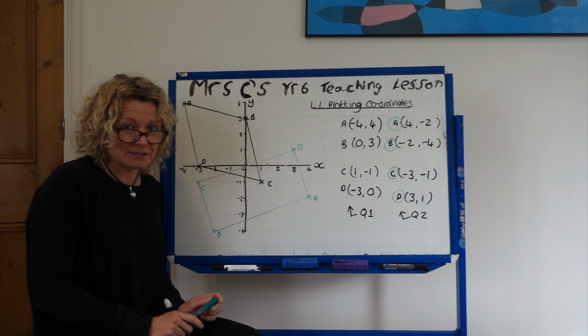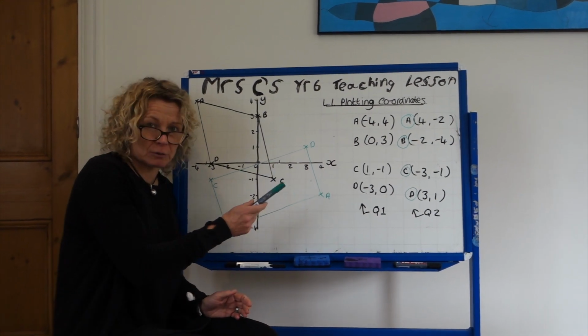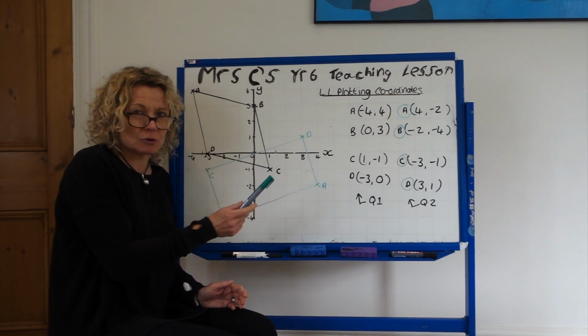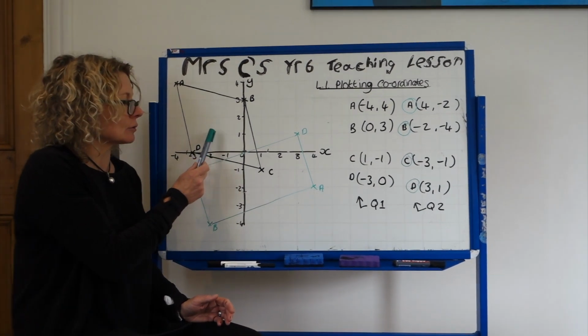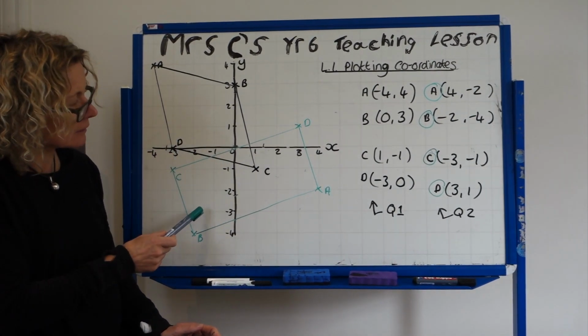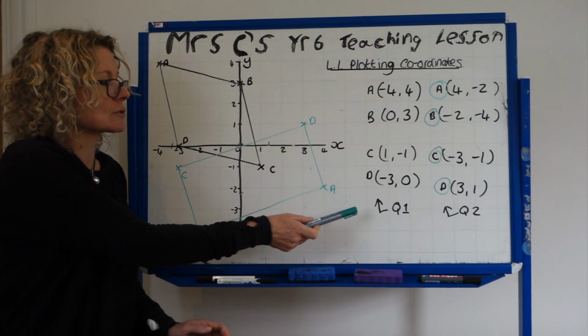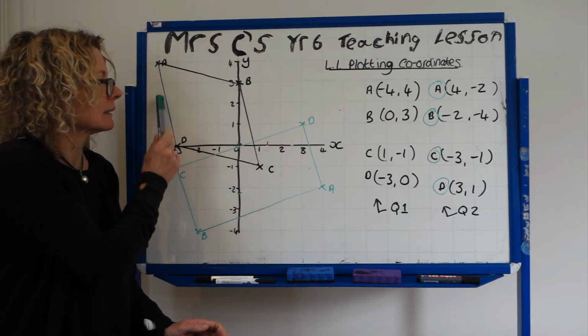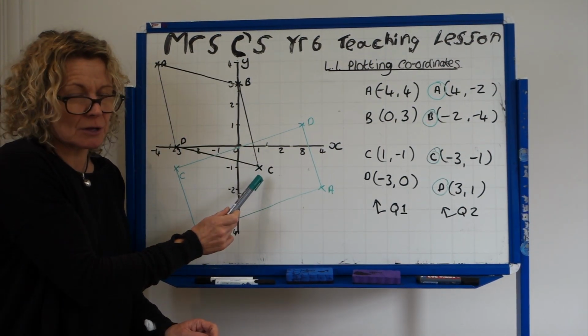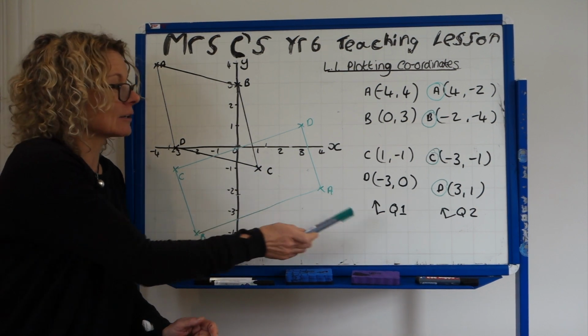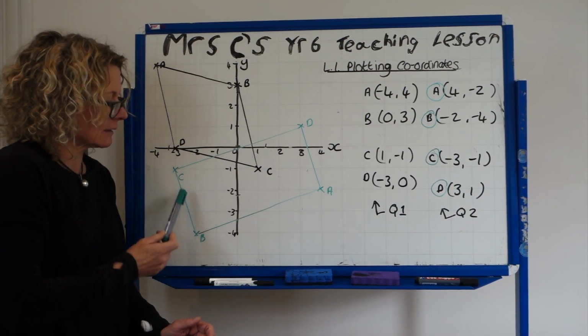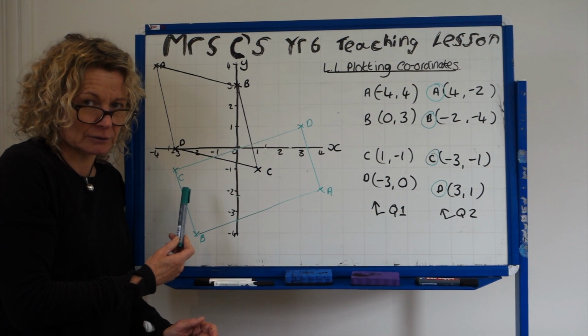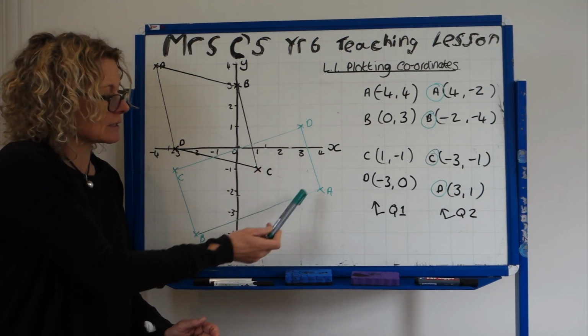Here are the answers for yesterday's plotting coordinates lesson. On your quadrant grid, you should have two shapes, a rhombus and a rectangle. Question 1 is in the black, and that is the rhombus. Hopefully yours looks like that. And question 2 is in the green, and that is the rectangle. Okay, so hopefully it looks like that.